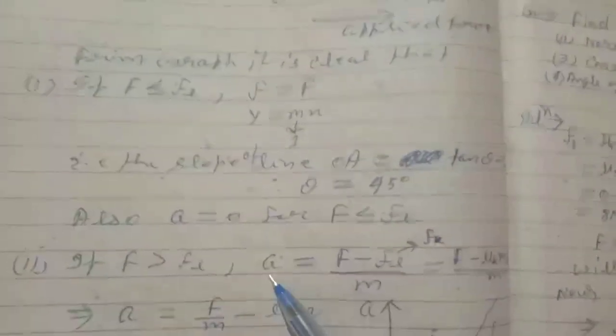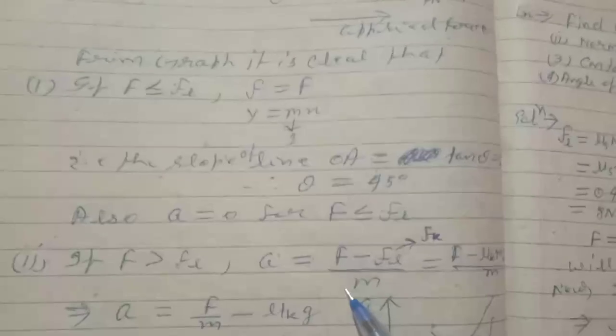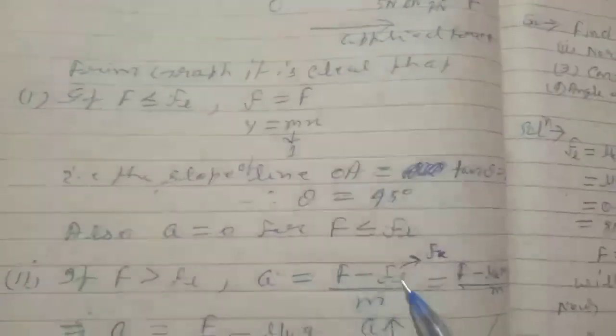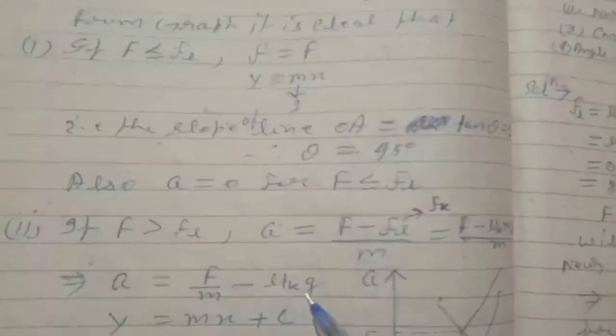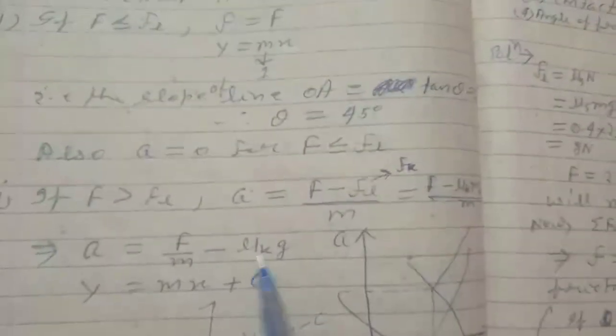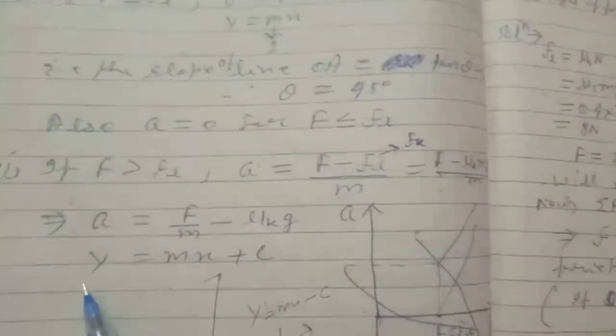Now, second, if F is greater than FL, a will be equal to F minus FL by m. Now, because F is greater than FL, in this formula FL will be changed to Fk. So, a will be F minus mu k into mg by m. Hence, a equals F by m minus mu k into g. If we compare this with the equation of a straight line, this will be like this: y equals mx plus c.